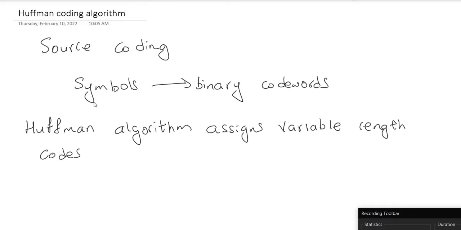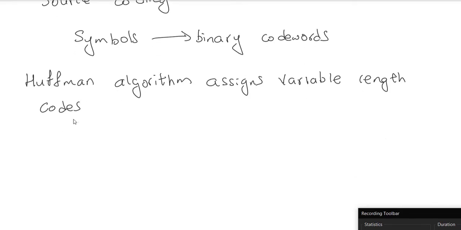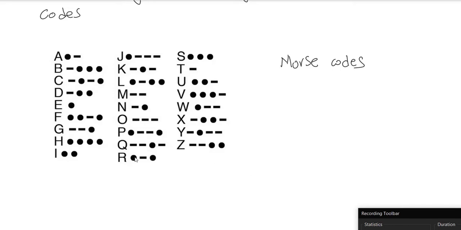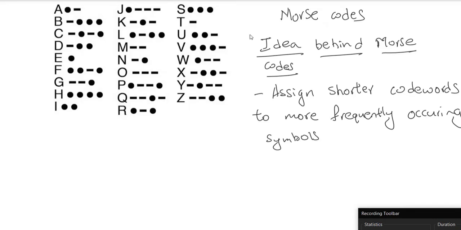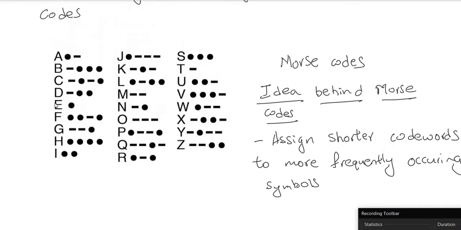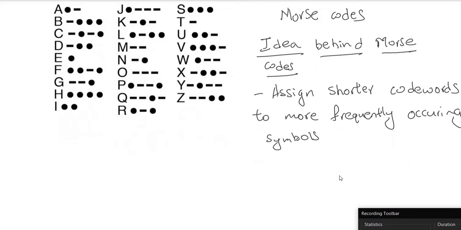Now, we previously saw a special subclass of source coding algorithms, which are source codes, which are variable length codes. And Huffman coding assigns variable length codes. An example of variable length codes we saw previously is the Morse code. A key idea behind Morse code is to assign shorter code words to more frequently occurring symbols. So for example, here, the letter E has the shortest code word in Morse code because E is the most frequently occurring letter in English. Okay, and as we will see, Huffman codes are also based on a similar idea.